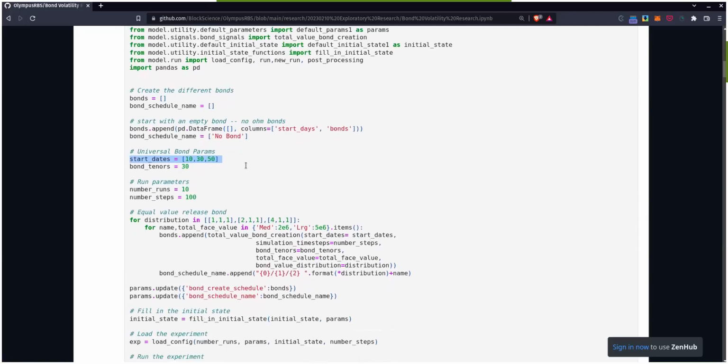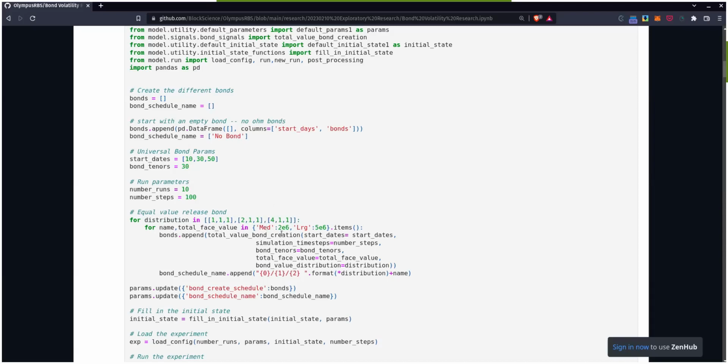So you can see here, all the bonds have the same tenor of 30 days, but they start from 10, 30, and 50 days. For these 3 bonds, the value between them could be 1 to 1 to 1, so even distribution, or 2 to 1 to 1, meaning the first bond released has double the amount of the other bonds, and 4 to 1 to 1, meaning a heavier front loading.